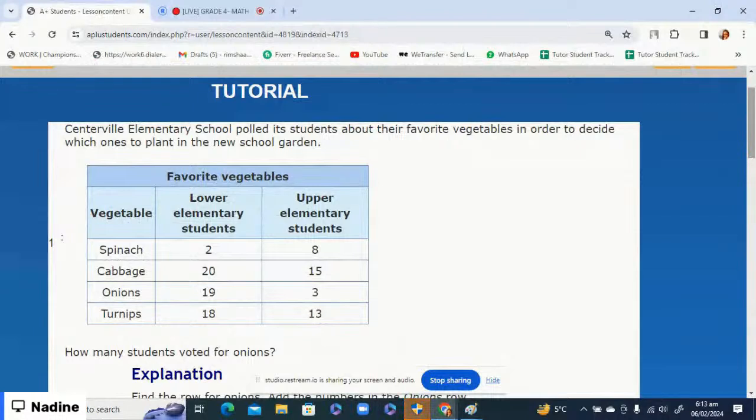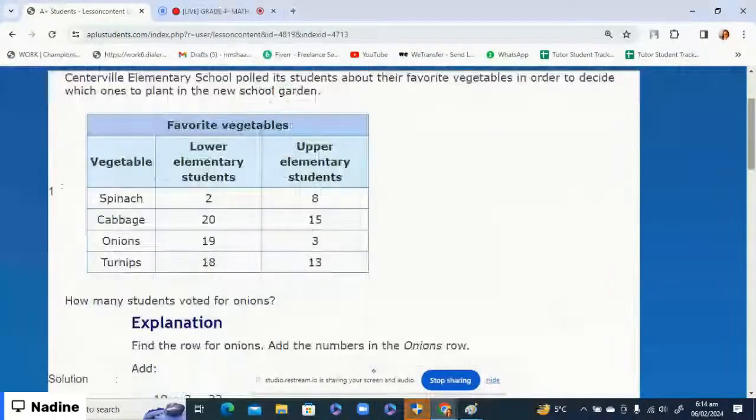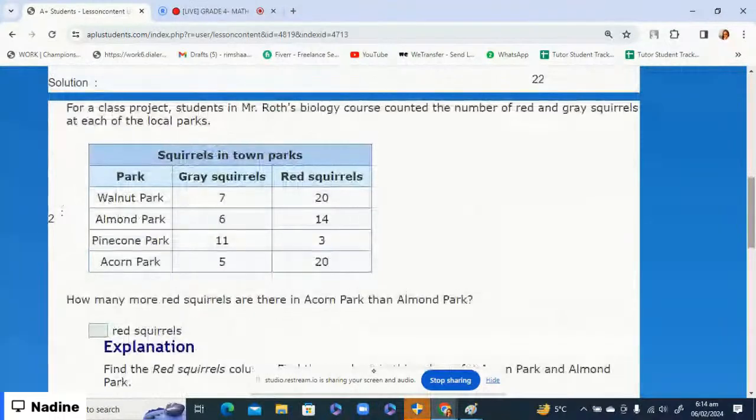So how many students voted for onions? Look here. For the lower elementary students, how many voted for onions? It's 19, and for the upper elementary students, onions got 3. So how much is it when you count the total? They are asking how many students voted for onions, both groups of students. So 19 plus 3. We're going to add up both of them, then we check the answer. Okay, let's do this one.